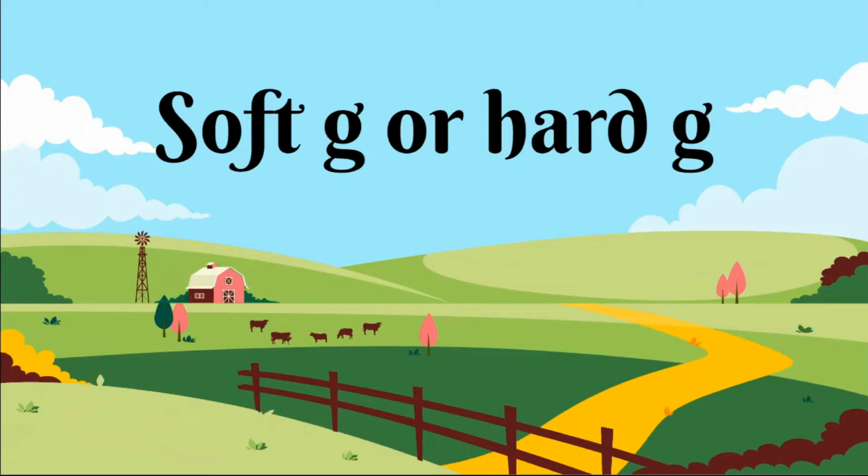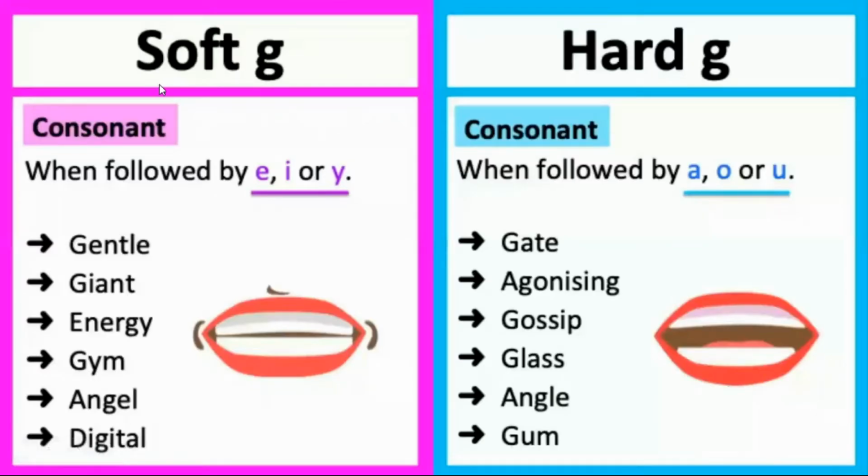While making this sound, we will open our mouths a little bit. While making the sound, our teeth will be closed and the lips will not be wide open. Okay, there are two G's. One is soft G and the other is hard G.